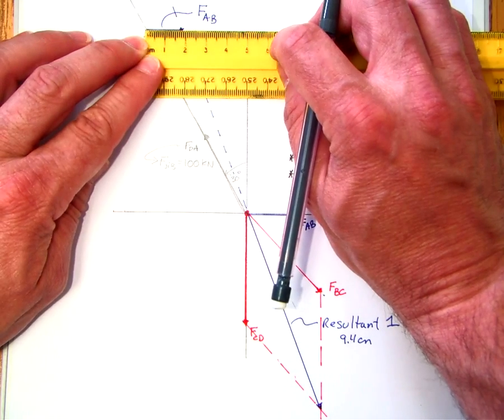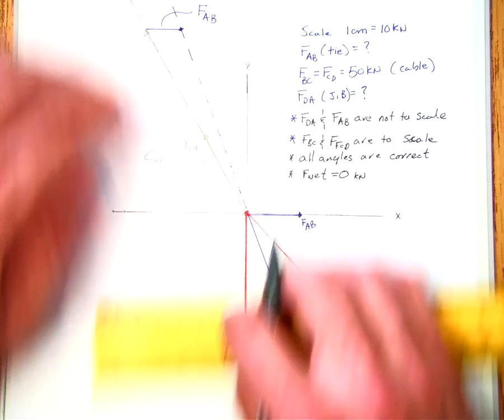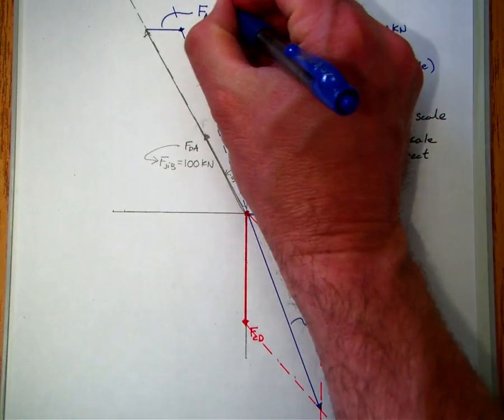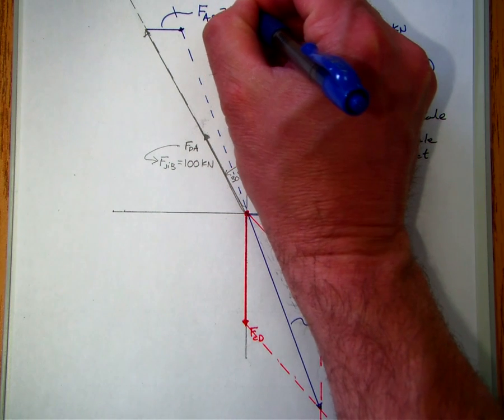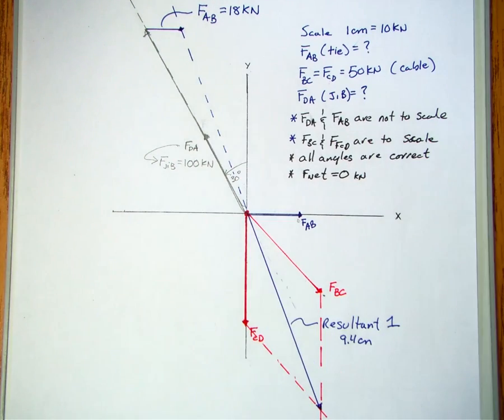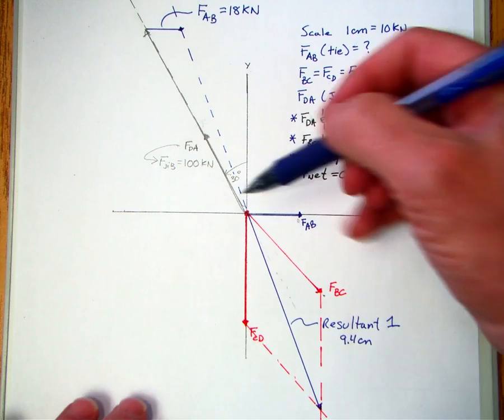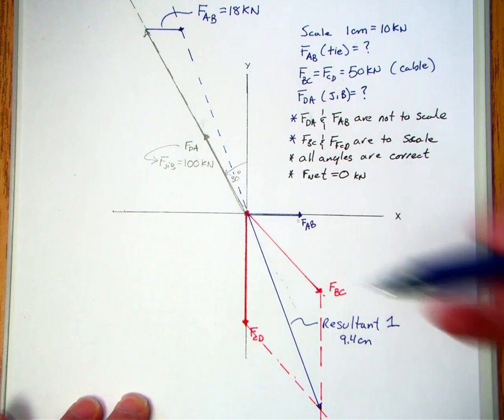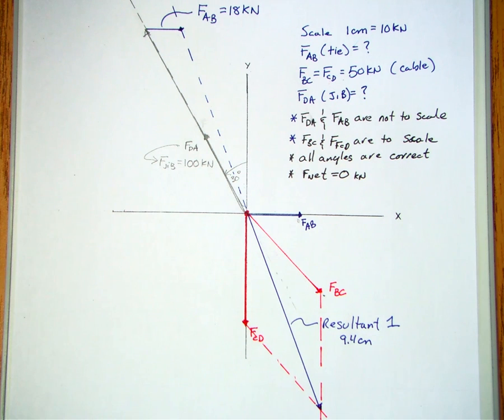And if I look at this line up here, it measures 1.8 centimeters. So again, using my scale, that would be equal to 18 kilonewtons. And then the resultant right here, as I said, should measure to be 9.4 centimeters, which would be 94 kilonewtons.